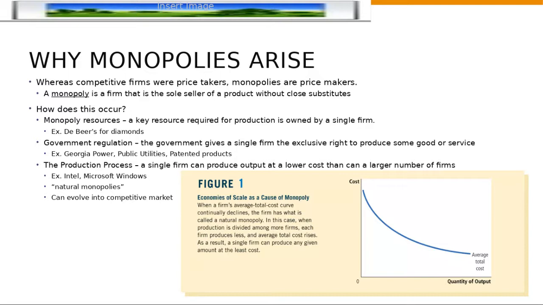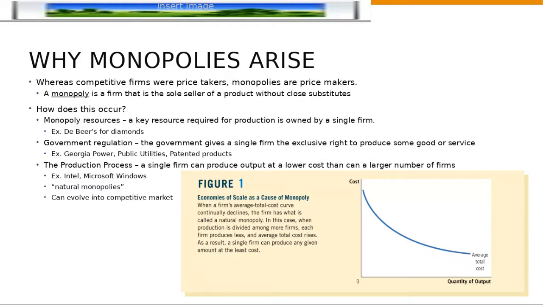Now, there's a third way. This is called the production process, where a single firm can produce at a lower cost than a large number of firms can. This trait allows for what we consider to be a natural monopoly. Some examples of this were Intel with computer processors and Microsoft Windows for operating systems. Basically, the firm is simply the most cost-effective at producing something, and through market competition, it has become the exclusive monopoly.